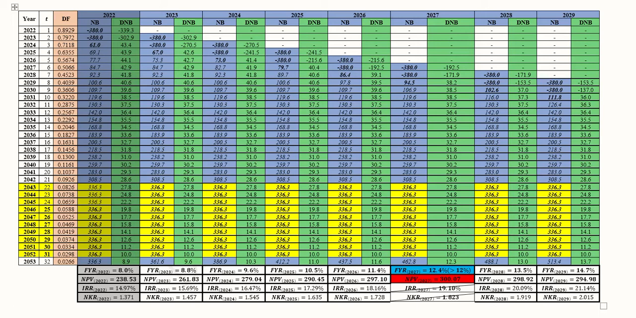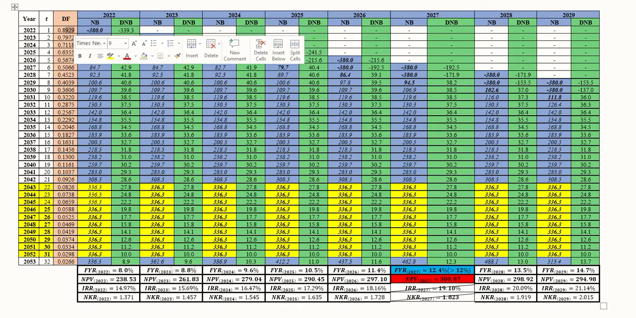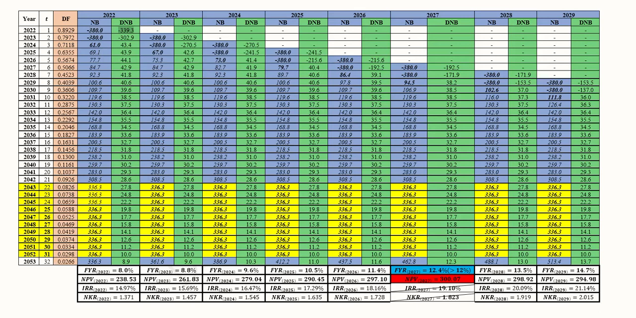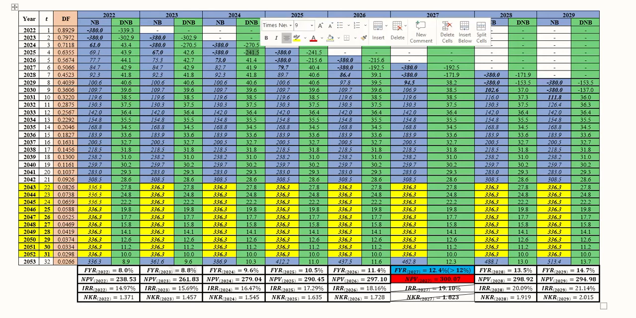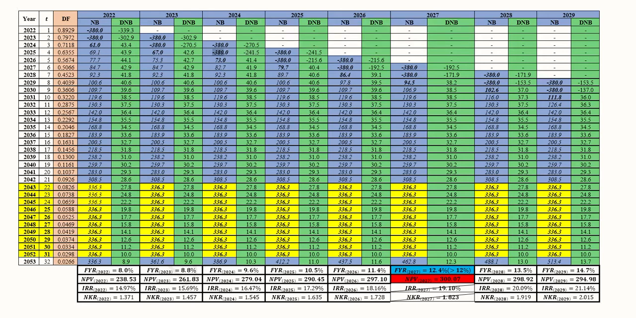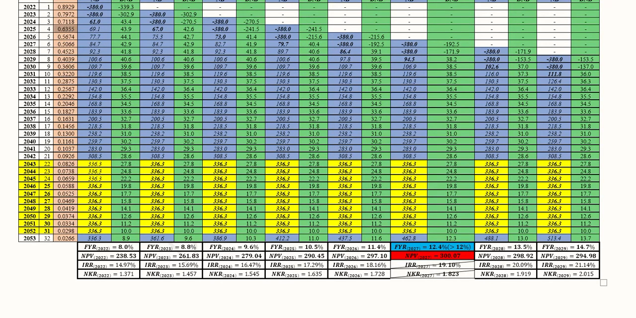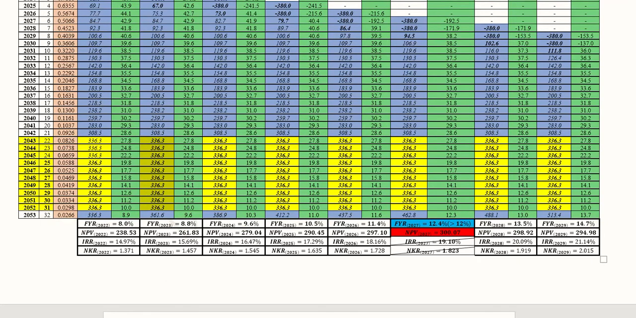We have the discounting factor. So under 2022, we have net benefits that are undiscounted and discounted net benefits. Multiplying the discounting factor with the net benefits will give us this value. And for this value, for example, minus 241.5, we have multiplied the net benefit with the respective discounting factor. So in this way, all of these values are calculated. You can see the yellow color showing those fixed values.